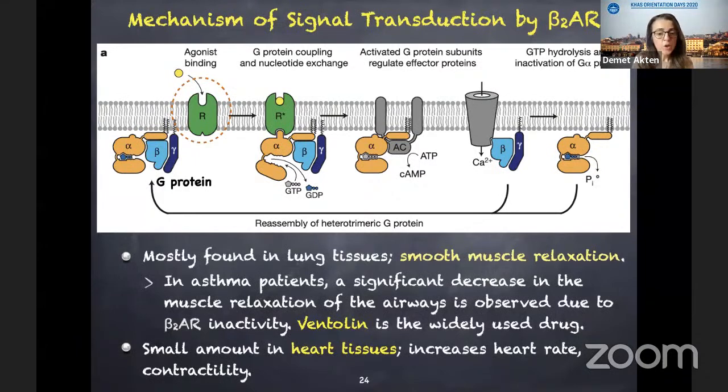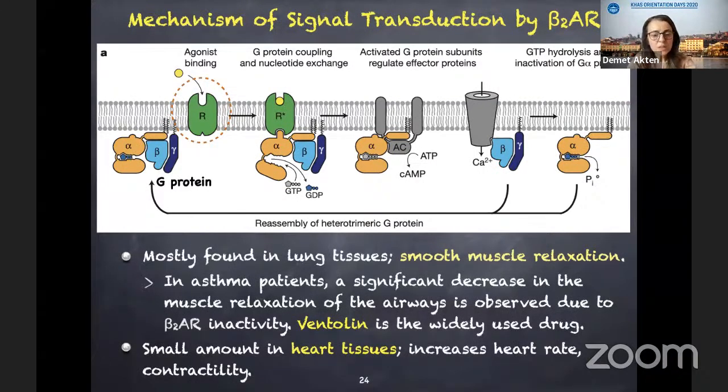And in the end, you observe this smooth muscle relaxation, or you can observe other biological responses, like smelling or tasting, or, for example, the heartbeat suddenly starts to have that effect on your heart, on the contractility of the heart.